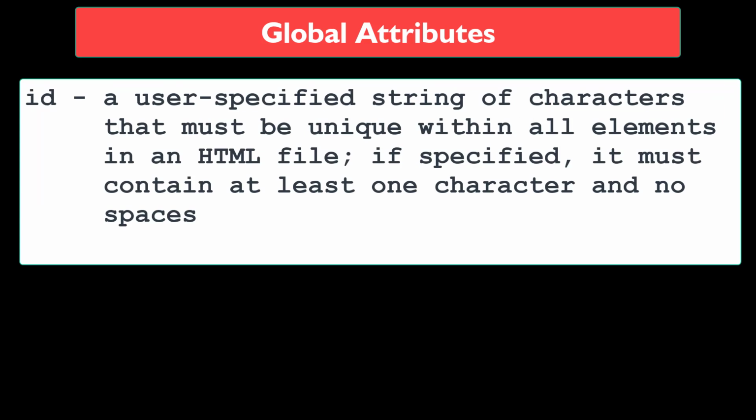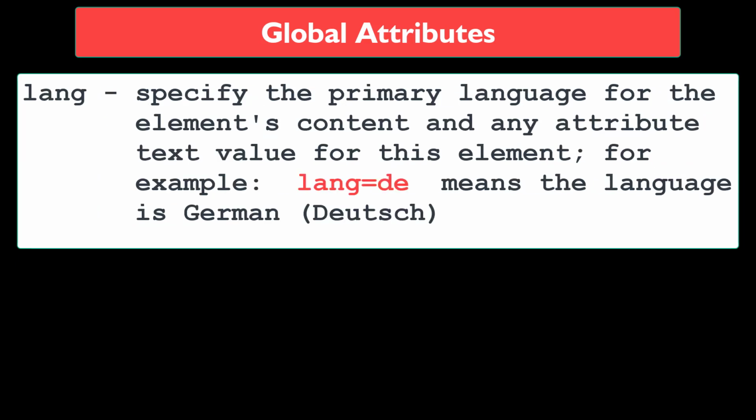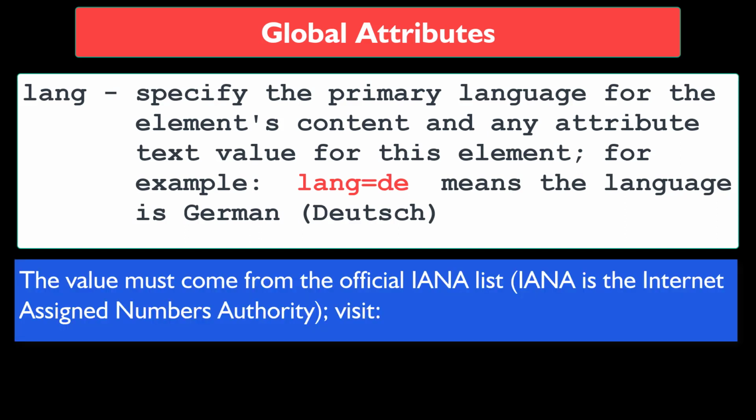ID is a user-specified string of characters that must be unique within all elements in an HTML file. If specified, it must contain at least one character and no spaces. The lang attribute specifies the primary language for the element's content and any attribute text value for this element. For example, lang equals DE means the language is German, Deutsch. The value must come from an official IANA list. IANA is the Internet Assigned Numbers Authority.